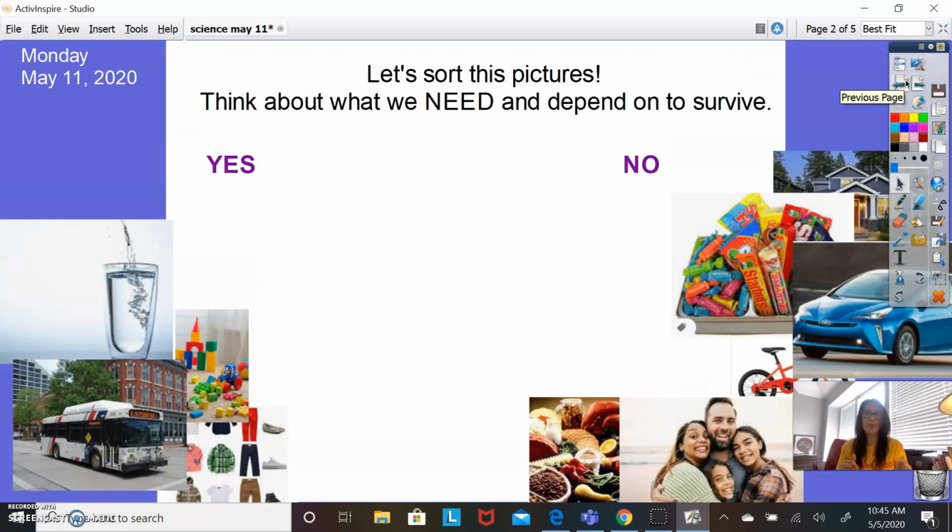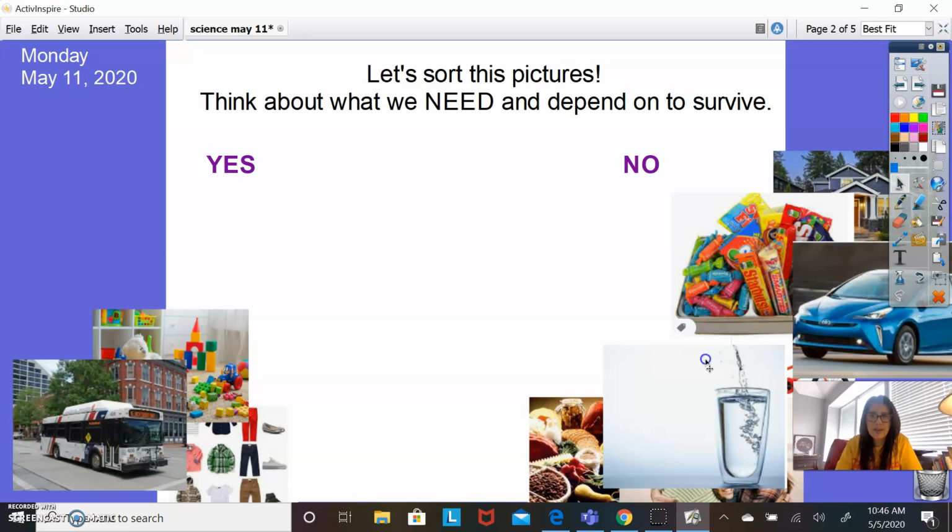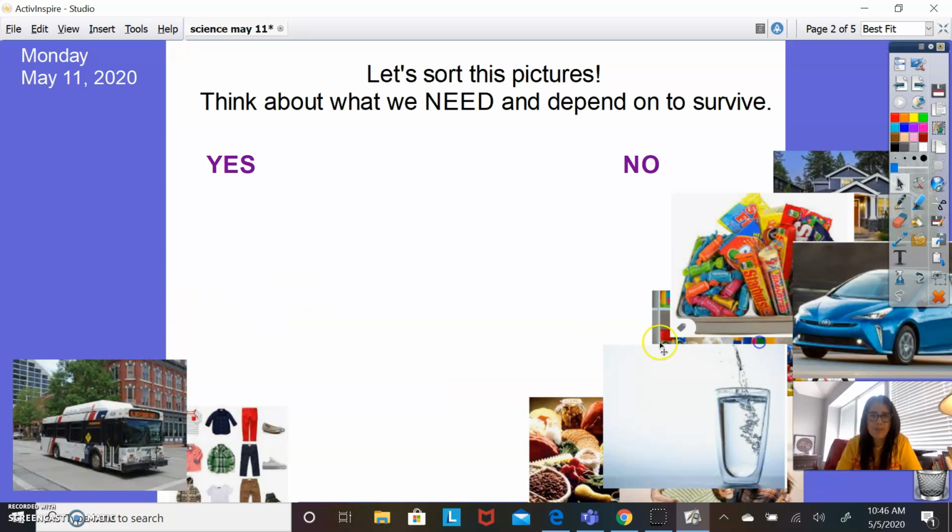And what we're going to do is we're going to sort these pictures. And I want you to think about when we're sorting them, do we need and depend on them to survive? Remember, when we depend on something, that we really need. So we're going to put the things that we really need and depend on to survive under yes. And then we're going to put the things that we might want, but we don't need them to survive, and we don't depend on them to survive, to live. Okay, so let's get started. Move some of these down over here, and then we'll take one by one.